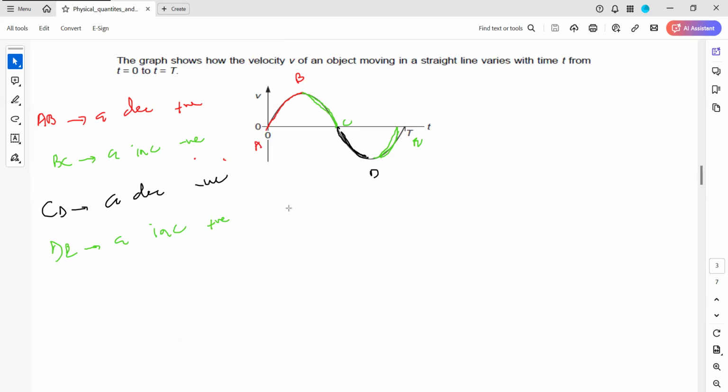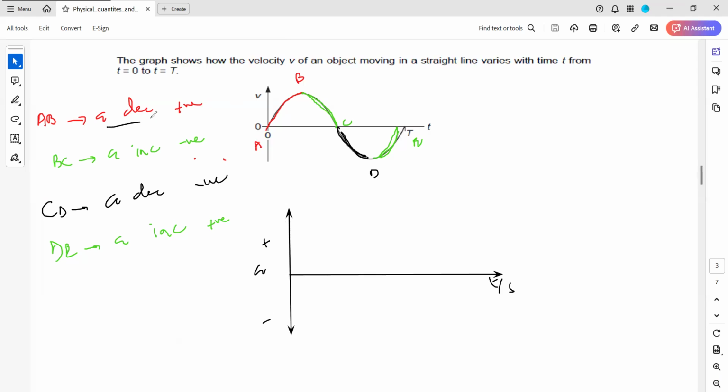Now, if I say sketch an acceleration time graph for this motion, we will take acceleration as a vector quantity, so we have to use both axes. This is a positive acceleration, this is a negative acceleration, and here's the time axis.